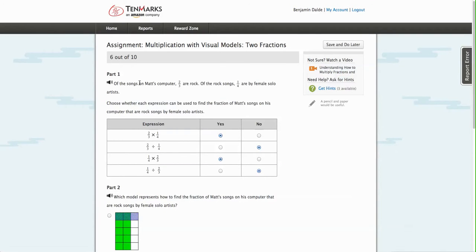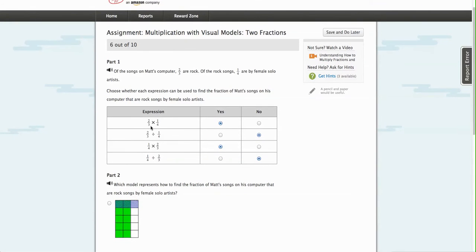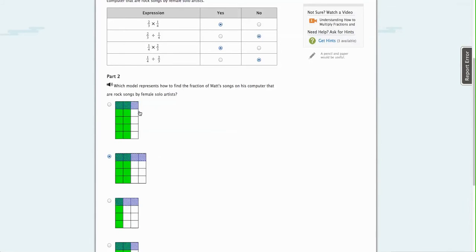All right, let's see. Of the songs on Matt's computer, two-thirds are rock. Of the rock songs, a fourth are female solo artists. You would multiply 2/3 times 1/4. I totally agree with what you're saying, Ben. You can do it in the reverse order, 1/4 times 2/3. You'll get the same answer. Let's see if you chose the right one over here.